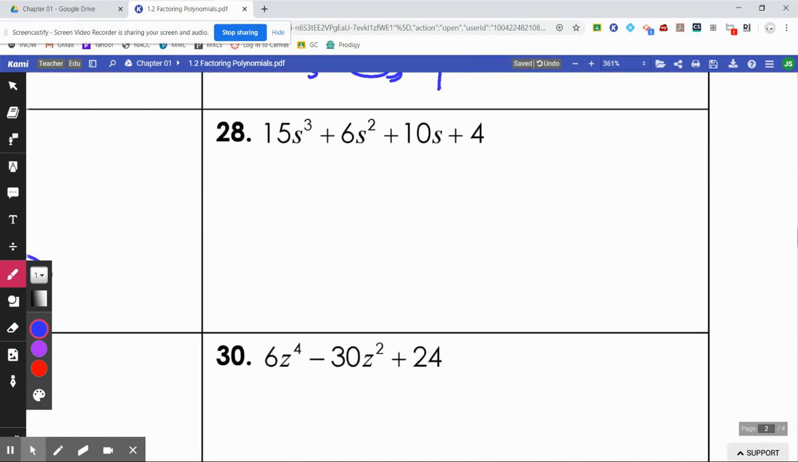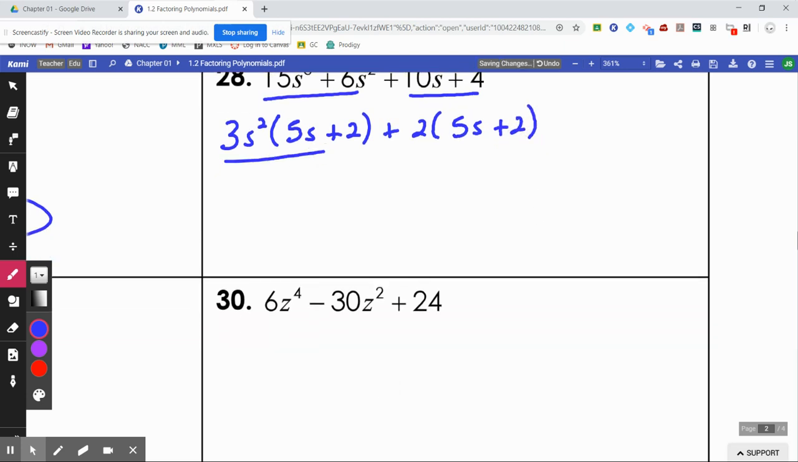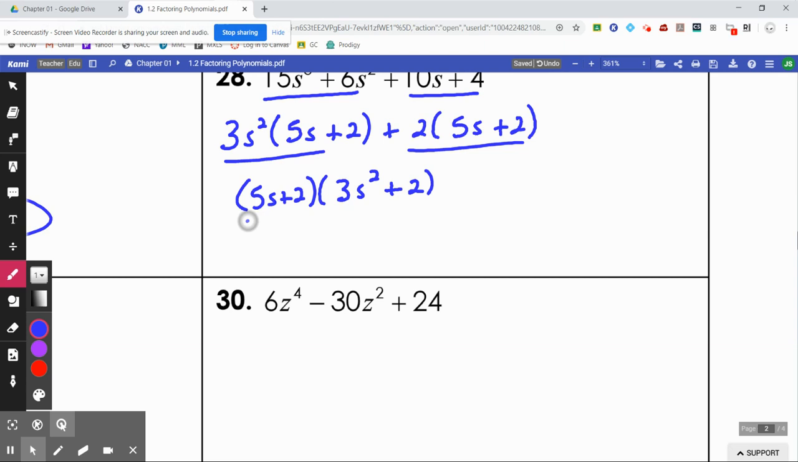Number 28. Anytime you have 4 terms, we always try to group. Factor a 3 and a couple of s's out of the first group, leaves you with a 5s and a 2. Factor a 2 out of the second one and you're left with a 5s and a 2. Both groups now have a 5s plus 2 that can be factored out. Factored out of the first group, you're left with 3s squared. And the second group, you're left with a plus 2.